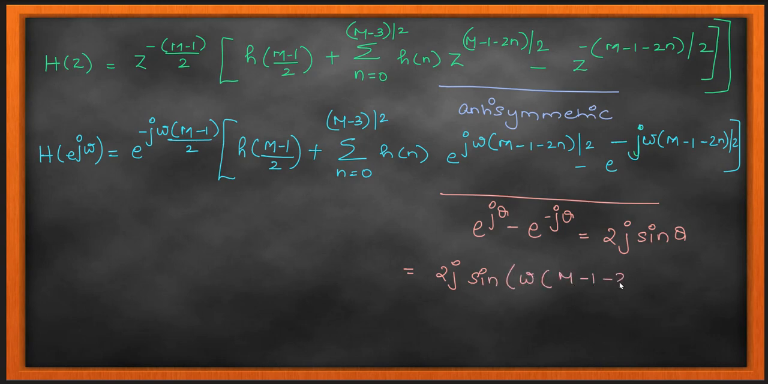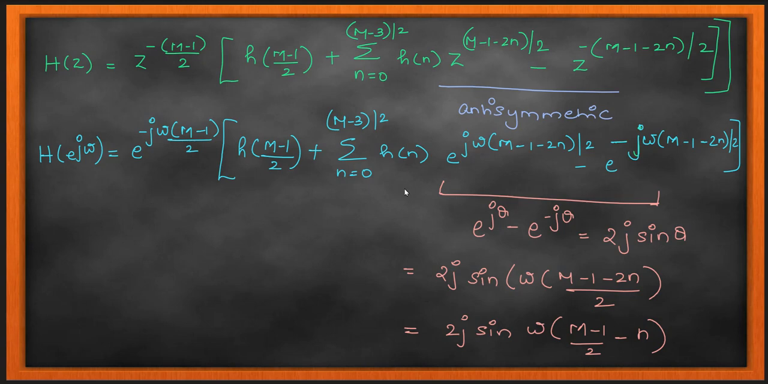So in this case, it's going to be omega into m minus 1 minus 2n by 2, and that's going to come out to be omega into m minus 1 by 2 minus n, right? So this is for your anti-symmetry. So for symmetry you have cos, and for your anti-symmetry you have sine.